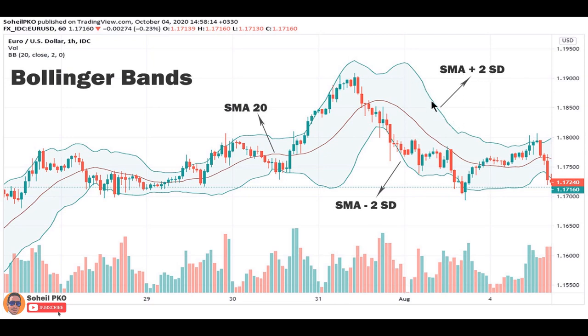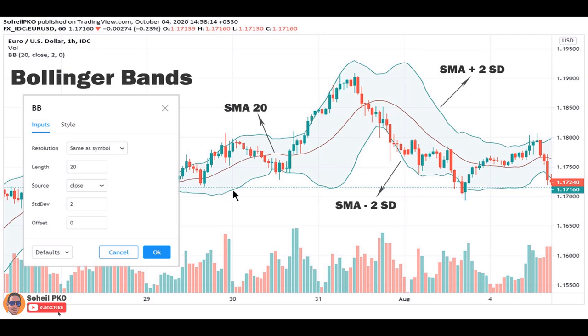So the upper band equals the moving average plus 2 standard deviations, and the lower band is equal to the moving average minus 2 standard deviations. The reason we use a simple moving average for the middle band and not an exponential moving average is that standard deviation is calculated based on the simple moving average.